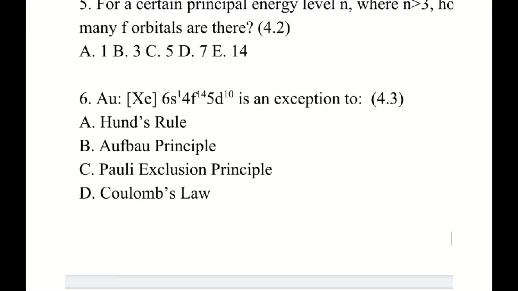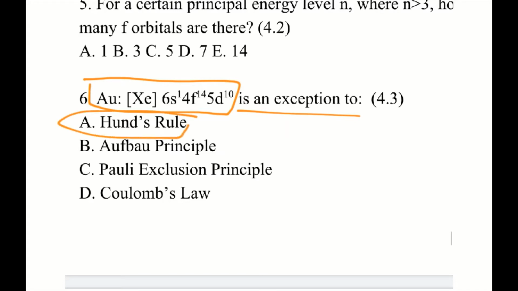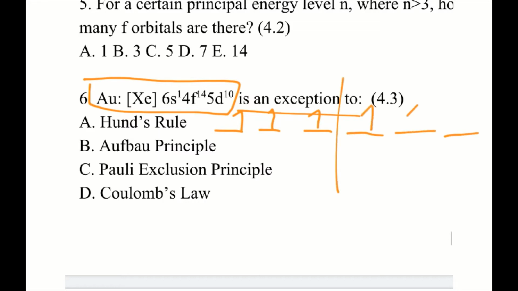Number 6. Au has this electron configuration. I wrote it out for you. And this electron configuration is an exception to which of the 4 rules? Hund's rule states that electrons stay single first before they pair up. So something that would violate Hund's rule would be if you have maybe 2 electrons that are alone, and then suddenly you're pairing up, and Hund's rule is like, wait a second, you can't pair up until all the orbitals in the sublevel are filled halfway.